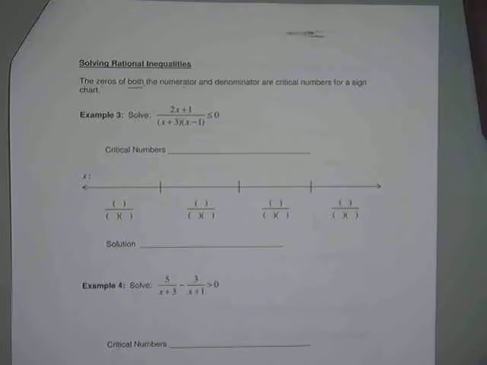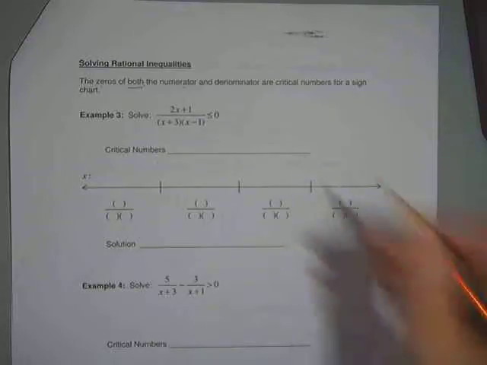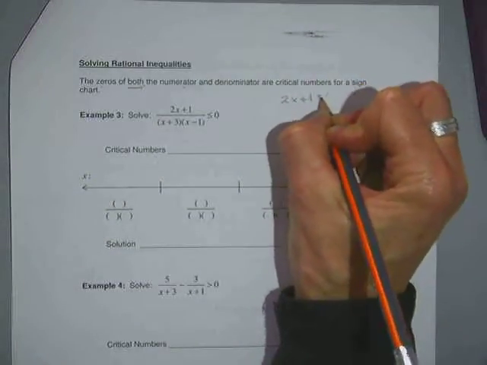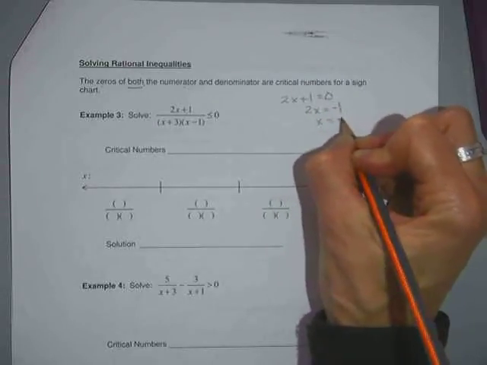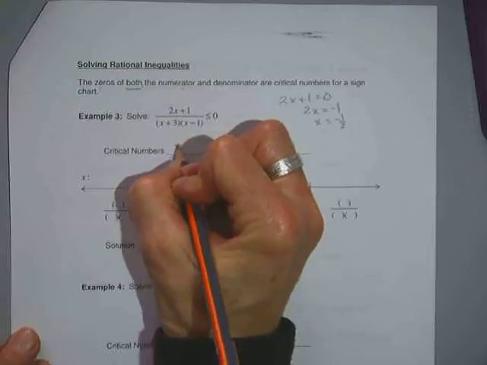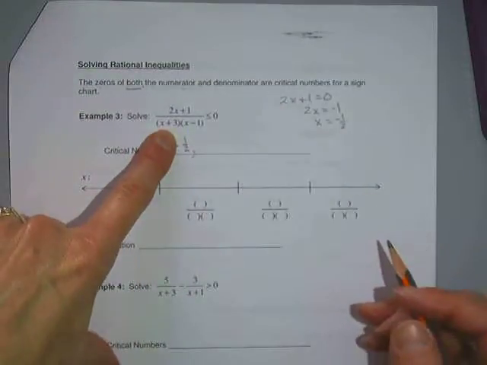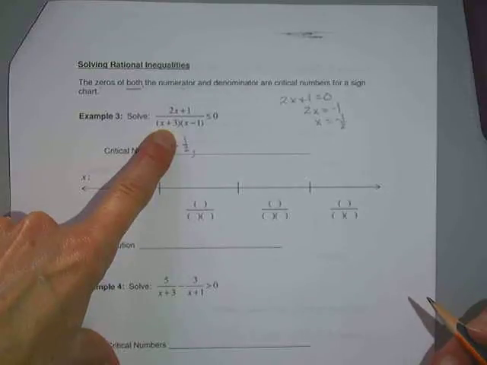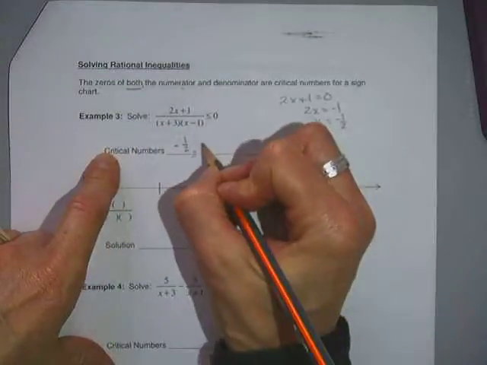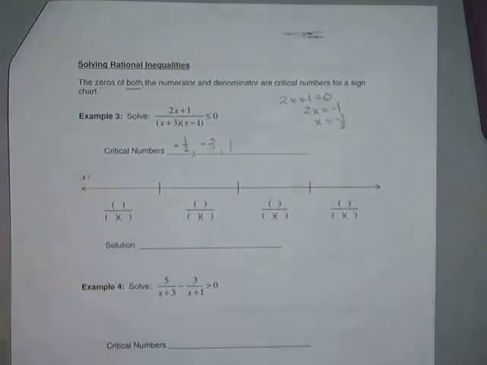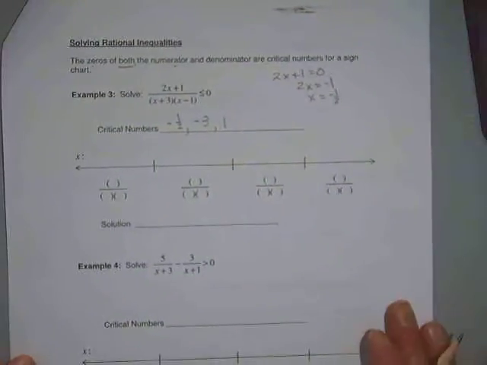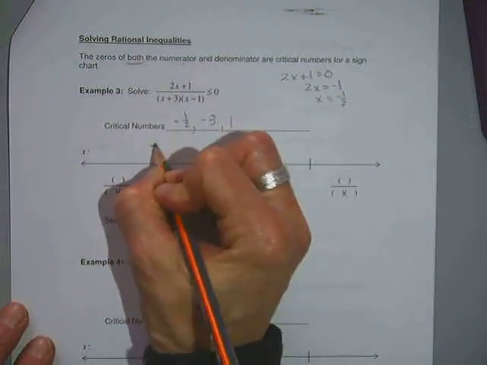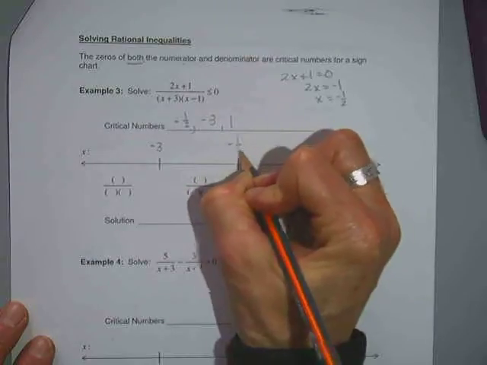Now, in this particular case, the zeros of both the numerator and denominator are critical numbers for sign charts. So, both numerator and denominator. What gives us a 0 in the numerator? Nothing. That's real tricky. A half. Yep. Negative 1/2.